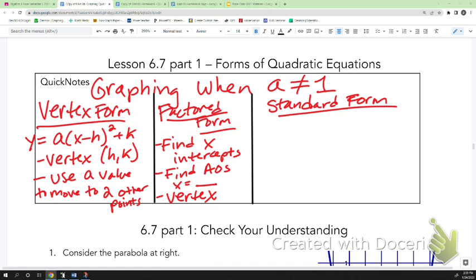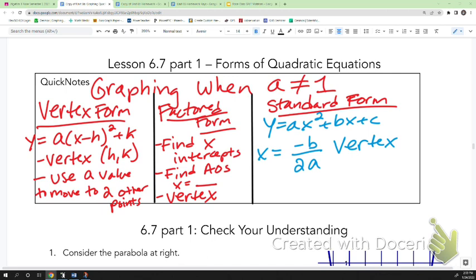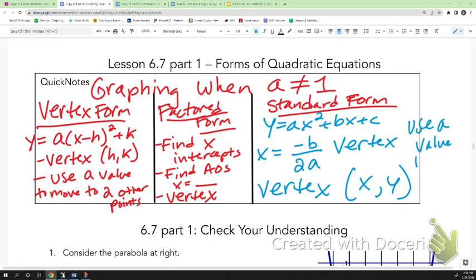Standard form is a little different. For standard form, we've got this equation to find the x value of your vertex. It's the opposite of your b value, all divided by 2a. That'll tell you the x value of your vertex. Then you're going to plug that in and find the y value of your vertex. And once you have the full point, you'll graph from there. And again, use your a value to move to 2 points left and right of that vertex.